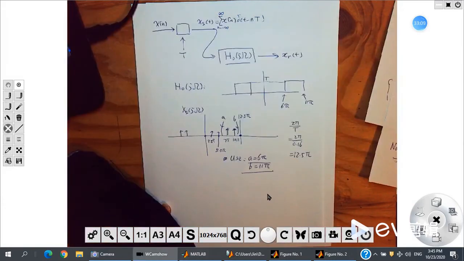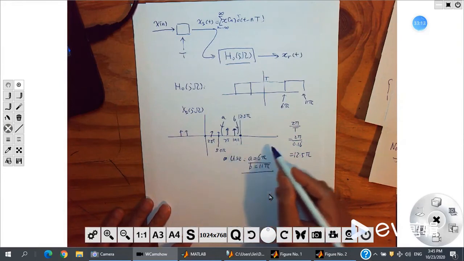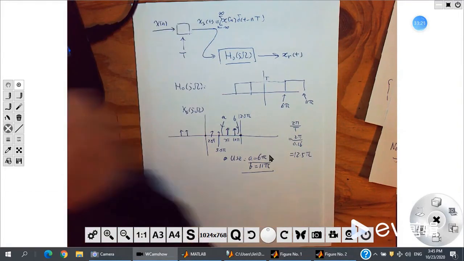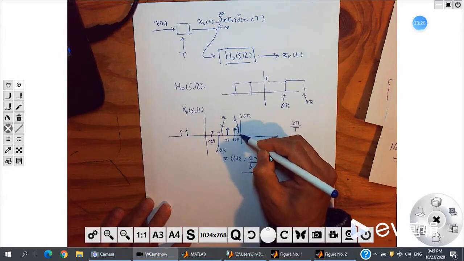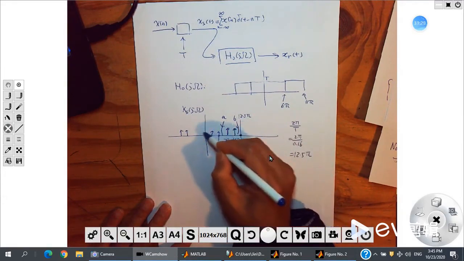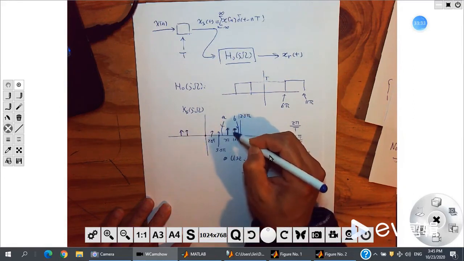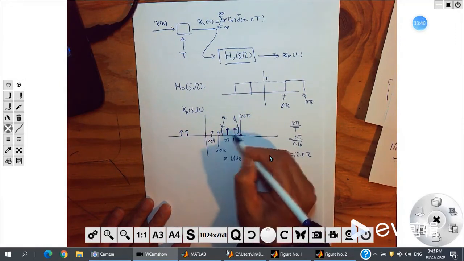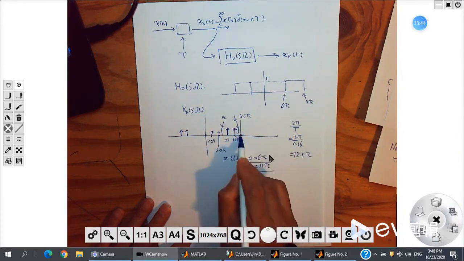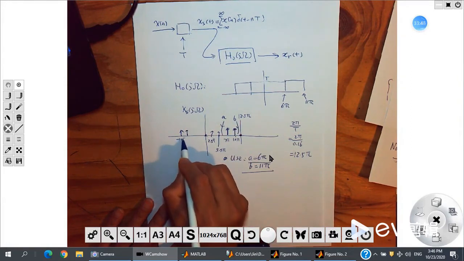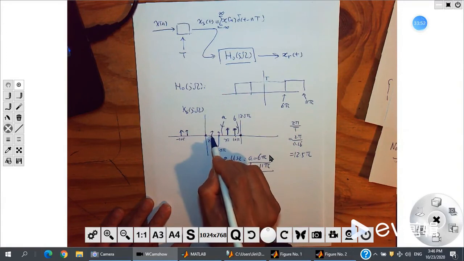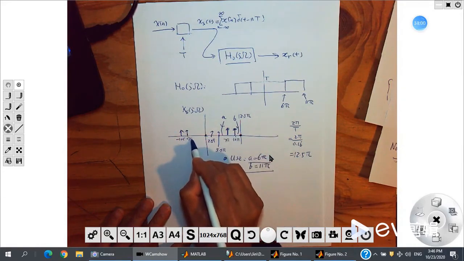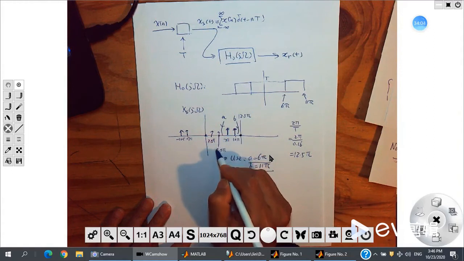Sorry, I didn't show the graph. Right, this point is 12.5π, and then we need to go back. This is the original spectrum. Now we need a copy of these to here. From here I need to go back 10, and this is negative 10, so 12.5 going back 10 gets 2.5π. And this one is negative 7π, so 12.5 going back 7, I get 5.5π.